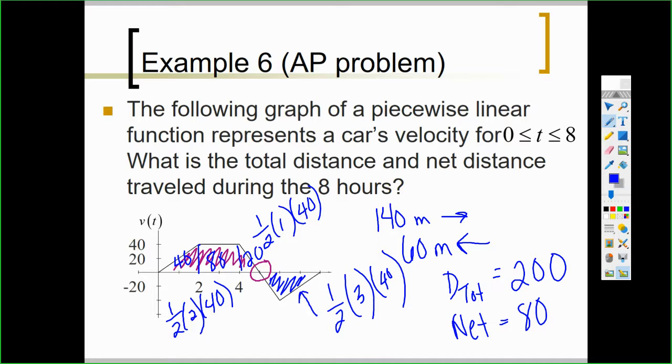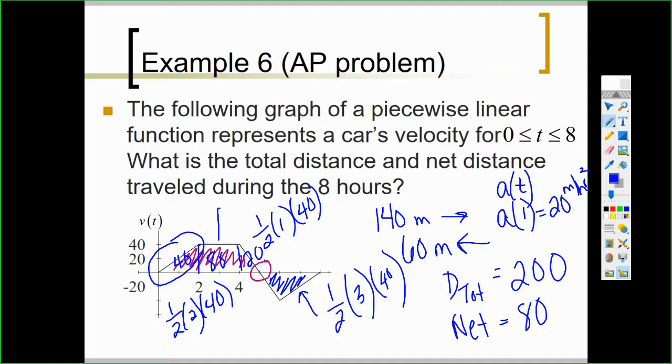Now let's talk some other questions that I could ask. I could also ask you about the acceleration of my car at any time. So my acceleration is going to be the slope of the velocity. So let's say I ask for the acceleration at a particular time. So let's say I did the acceleration at the 1 hour mark. So my acceleration at the 1 hour mark would be the slope of that segment where 1 hour is. So my slope is rise over run. I go up 40 over 2. So my slope is 20. My unit will be miles per hour squared.